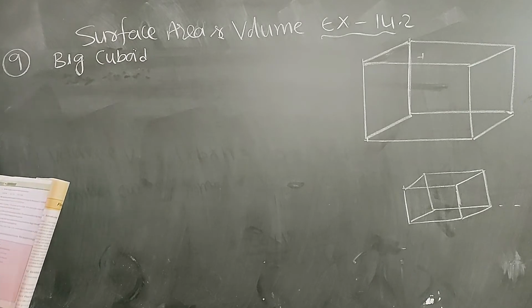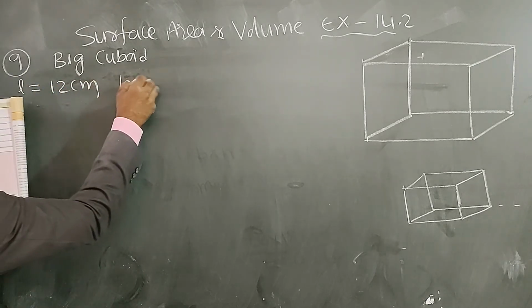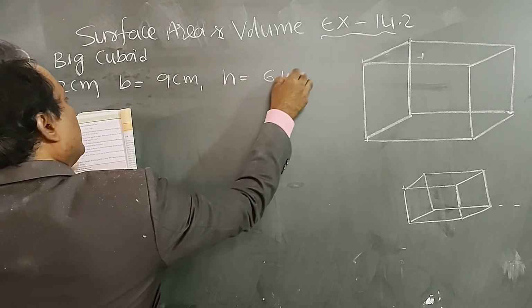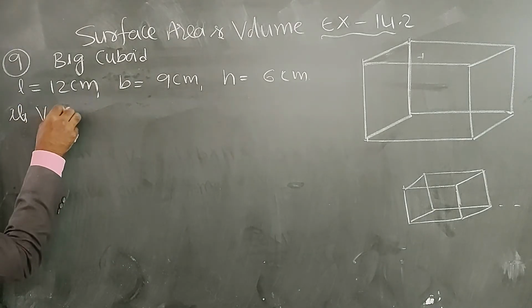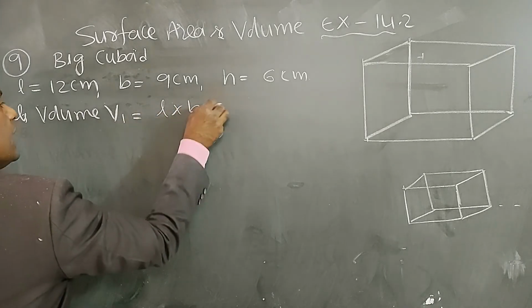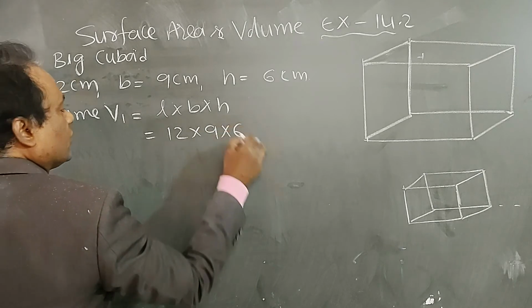First I will take the big cuboid. Length is 12 centimeters, breadth is 9 centimeters, height is 6 centimeters. Its volume is length into breadth into height, which is 12 into 9 into 6.